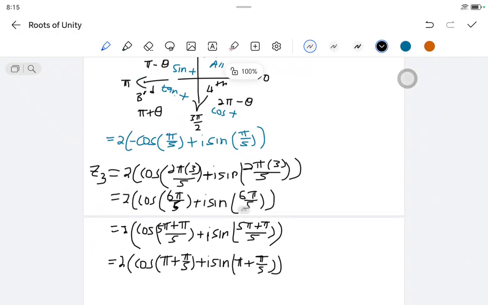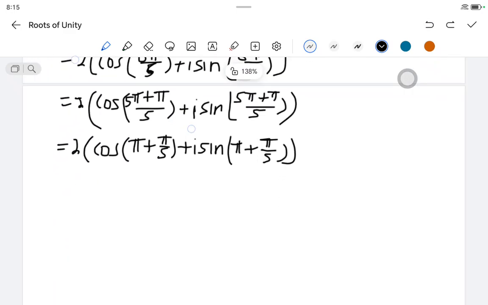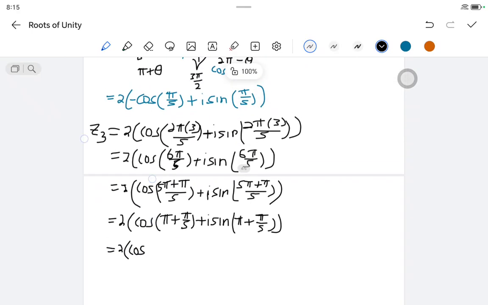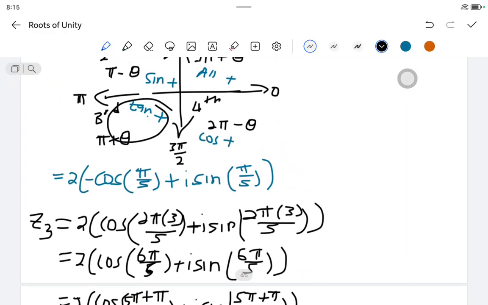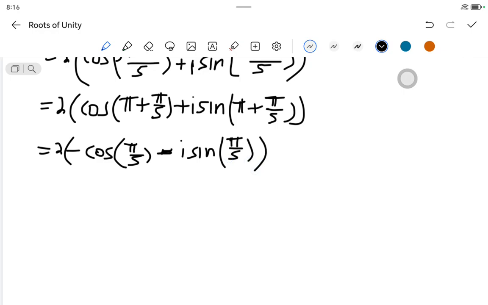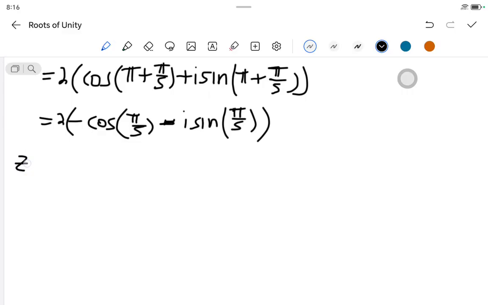Right. Then if we check, this is in quadrant 3, because that's where we're adding theta. It's pi plus theta. Let's check first. Here, sine and cos are both negative. Let us check first before we do anything. It means that this would be negative 2 cos of pi over 5 minus I sine of pi over 5. Alright, we will simplify further. Let me just continue.